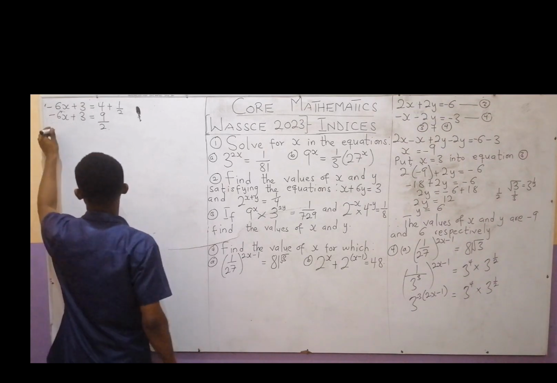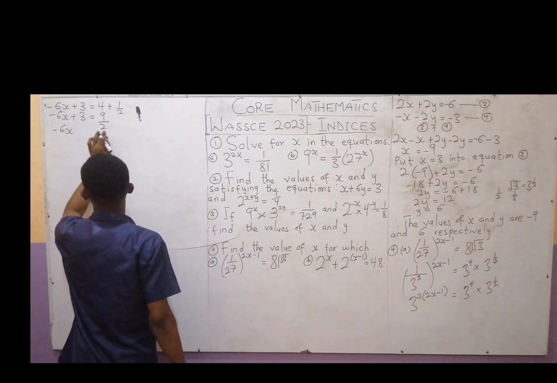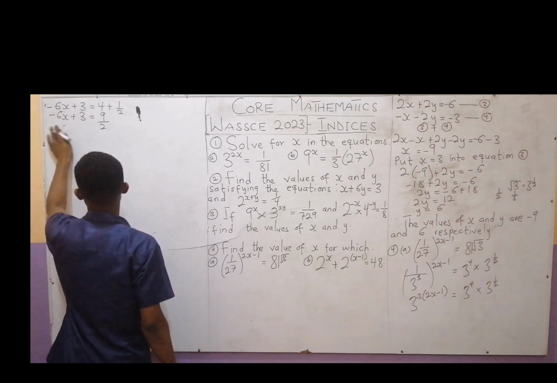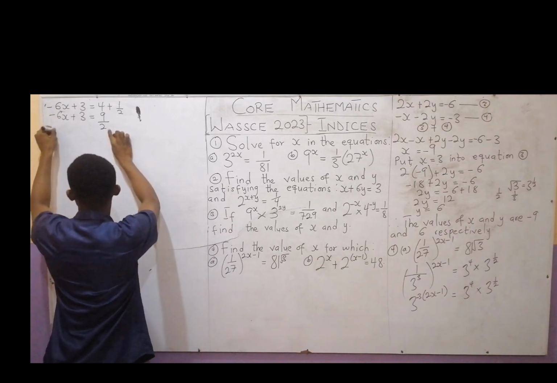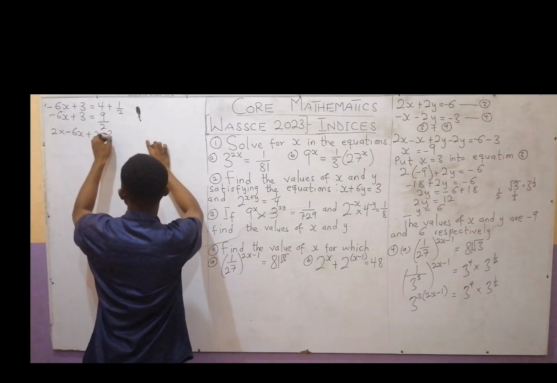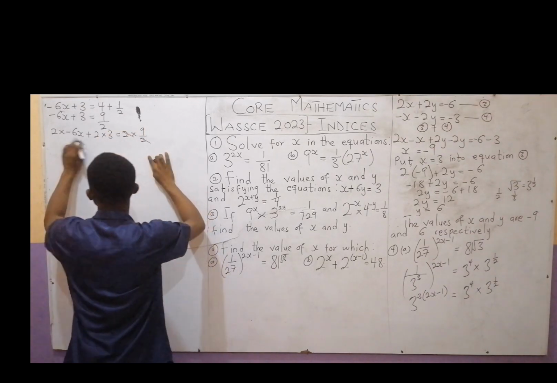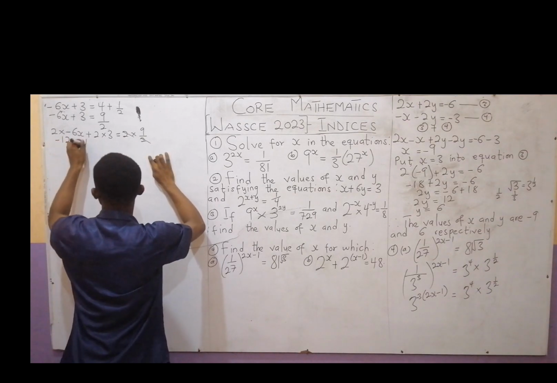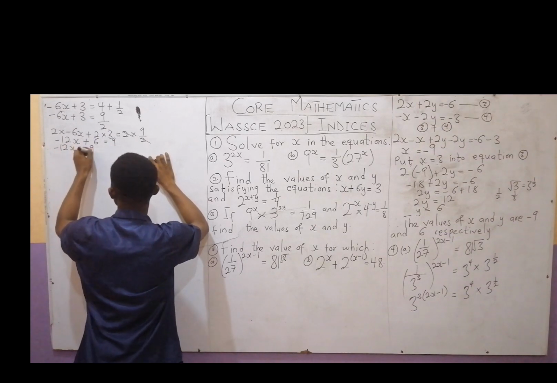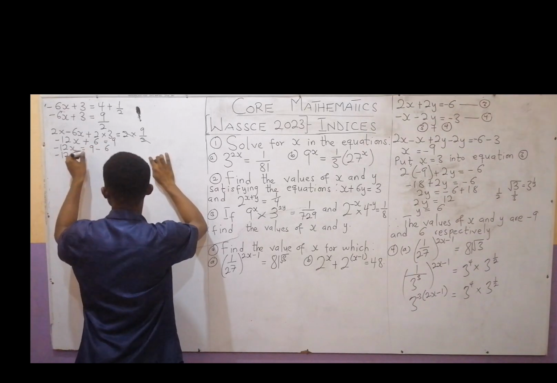So negative 6x. Now since we have 2 over here, we multiply through with the LCM. That's equations involving fractions. So 2 times negative 6x plus 2 times 3 is equal to 2 times 9 over 2. 2 cross out 2. This gives us negative 12x plus 6 is equal to 9. Negative 12x is equal to 9 minus 6. Negative 12x is equal to 3.